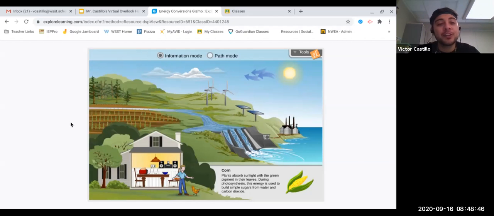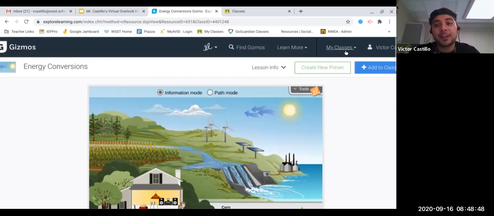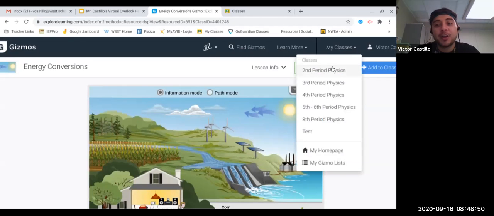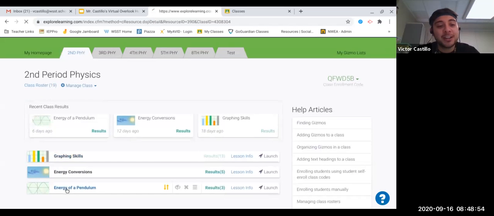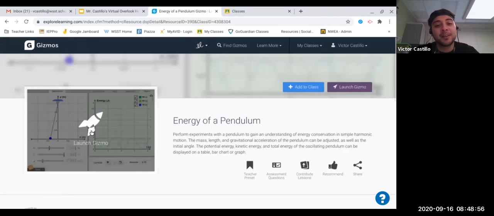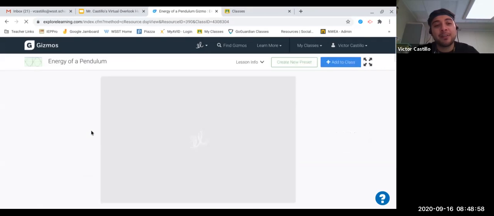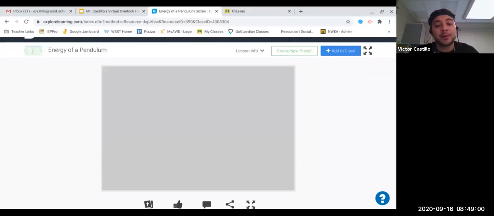Let us move to the next one. So if you go back to your classes, go to the energy of a pendulum now. Now let's go to the energy of the pendulum, and this will be the last thing we'll be doing.